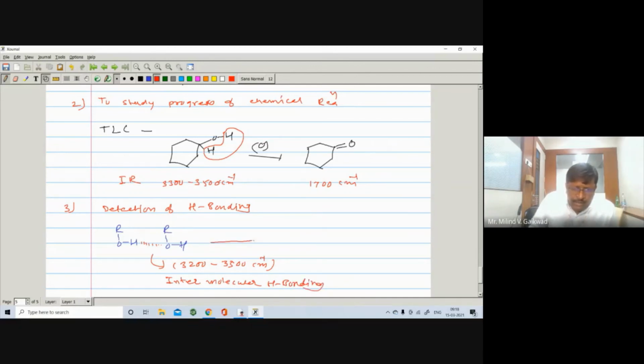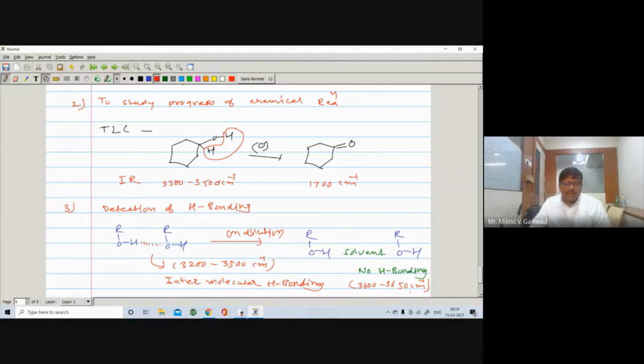But on dilution, when you add solvent, the ROH molecules go maximally away from each other, right? And there is a solvent, so there is an absence of hydrogen bonding, no H bonding. If you take a spectrum, you will see that the band is shifted towards the left side, to a higher frequency, and it will appear at about 3600 to 3650 centimeter inverse.